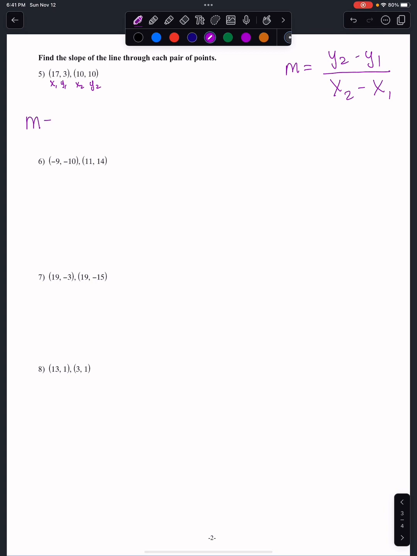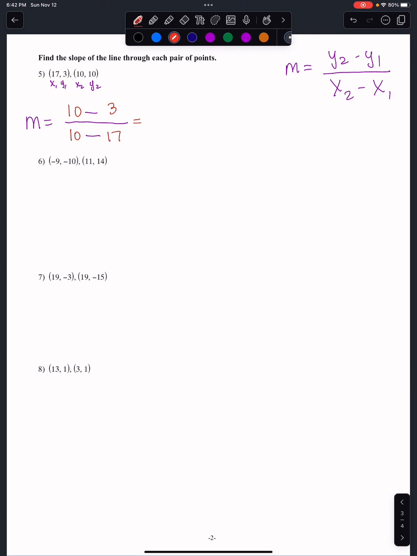M equals, and now before you do anything, I want you to go ahead and put your lines there and put your minus signs there, because sometimes students forget that and then they get confused when they start getting negative numbers. So the first spot at the top is the y2. That's going to be 10 minus y1. That's going to be 3. And then on the bottom, it's going to be x2 minus x1. So that's going to be 10 minus 17.